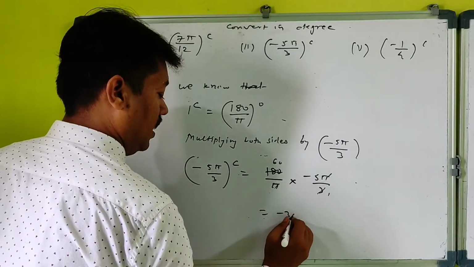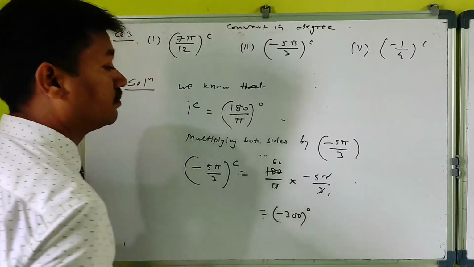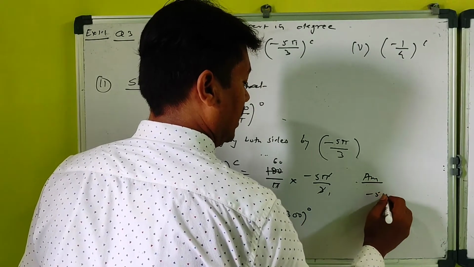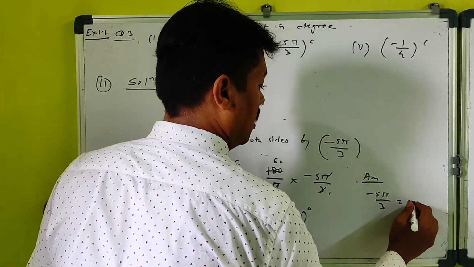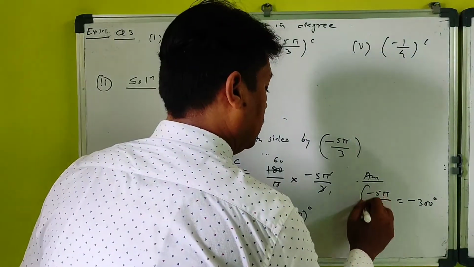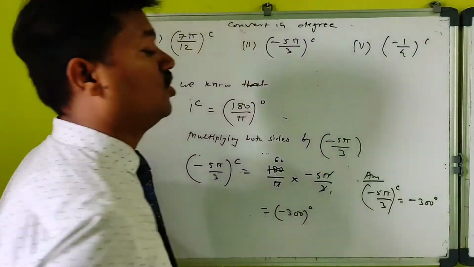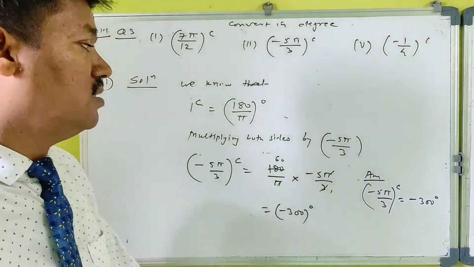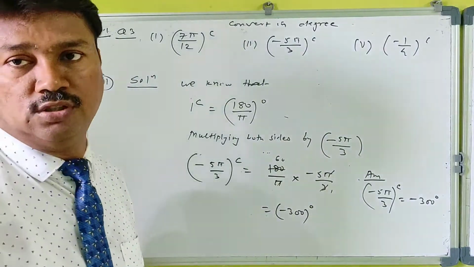So it is minus 300. It is minus 300 and that is the answer. इसका आंसर क्या आएगा? Minus pi by 3 radian is minus 300 degree. That is minus pi by 3 in radian and that is in degree. That is equal to minus 300 degree. That is the answer for this particular question.